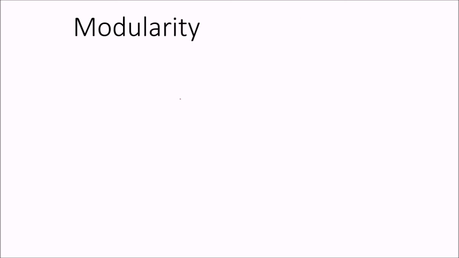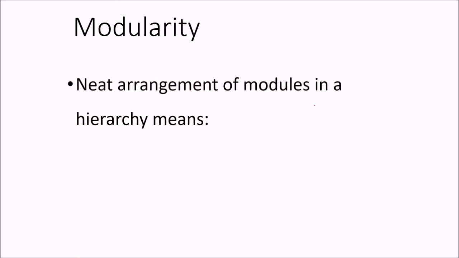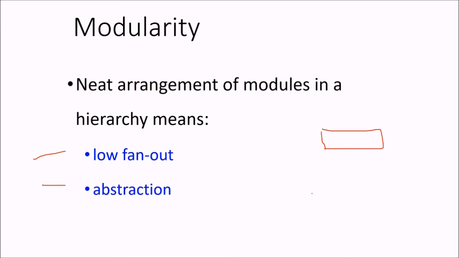But a neat arrangement of modules in the hierarchy, which I just showed you in the diagram, means low fan out and abstraction. So what are fan in and fan out? Fan out means how many links this module is giving out or providing. Fan in means how many links are coming inside. And what about abstraction? If you have a neat arrangement of modules in a hierarchy, then we say that these modules are independent of each other, they have proper abstraction.